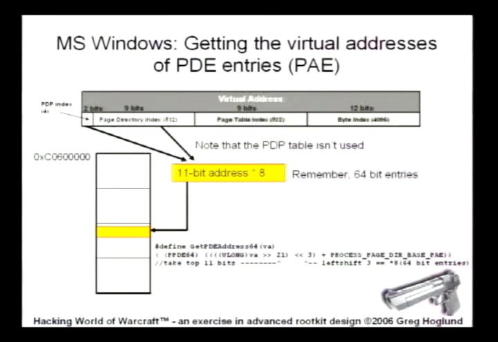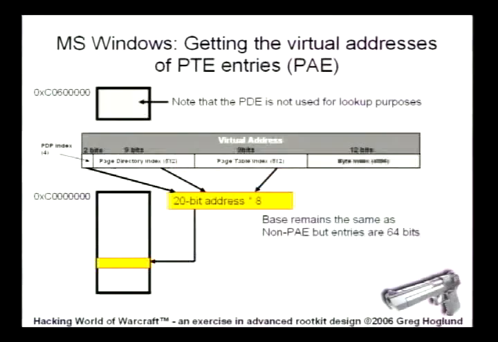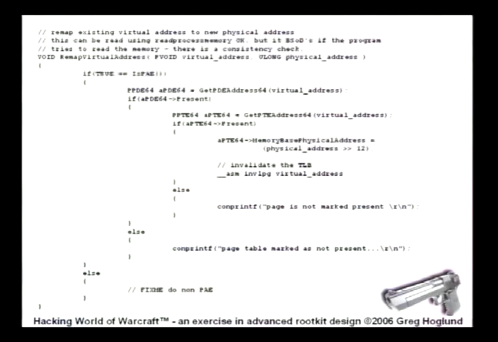And so to look up, you don't actually have to go to that separate table again. It's just based in memory. You multiply by 8 because there are 64-bit entries in this case, and it's an 11-bit address. And the same deal with the C0000000 page tables. Take the entire top 20 bits, multiply by 8, and go down. So this is the key right here. This code right here remaps the physical address to a new location. This is the code that actually does the memory cloak.